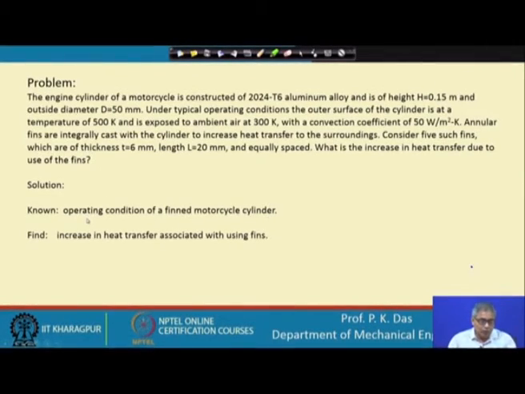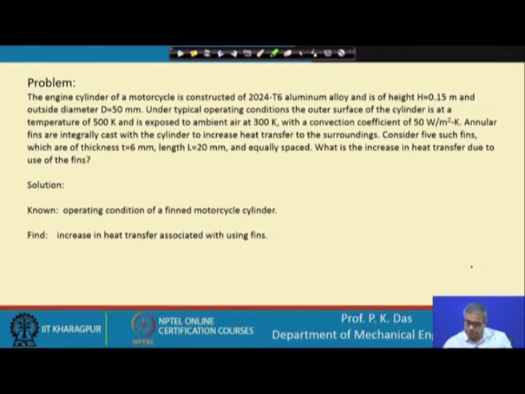So, what is known? The operating condition of a finned motorcycle cylinder, and the increase in heat transfer associated with using the fins, that is what we have to determine. We have to find out the increase in heat transfer by the use of fins.